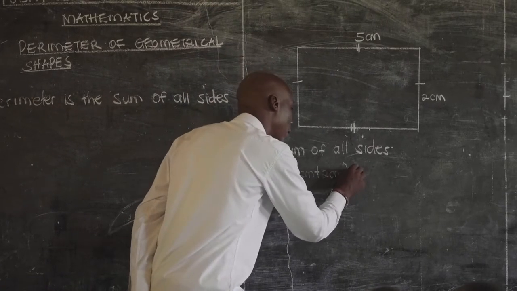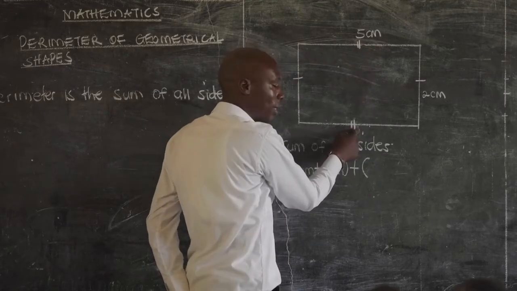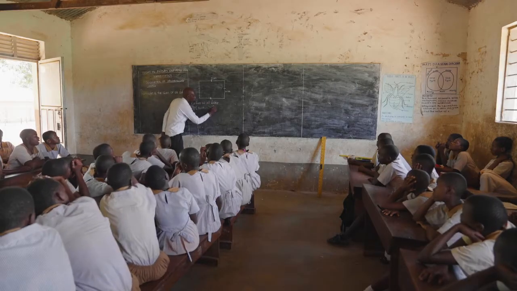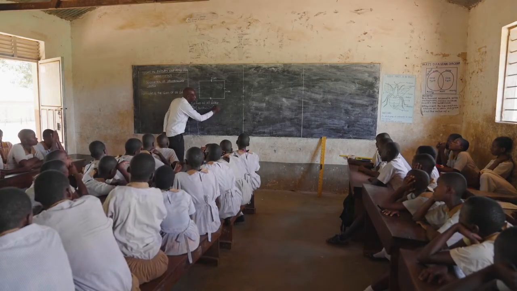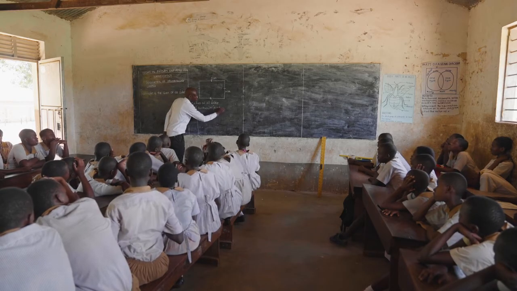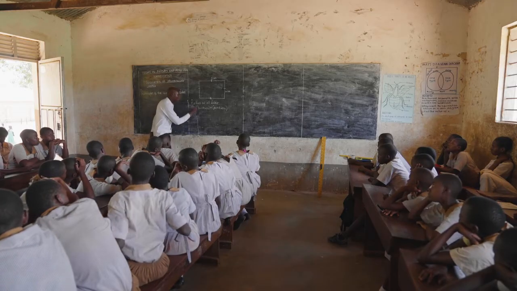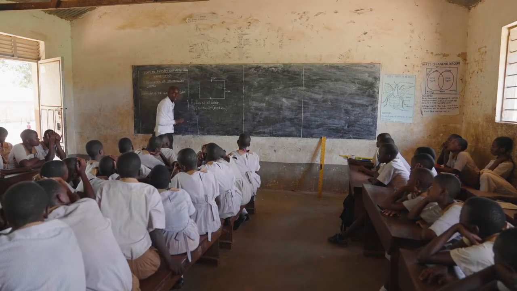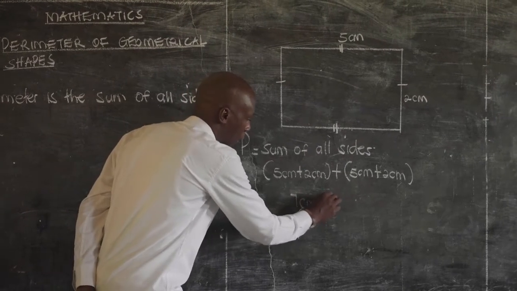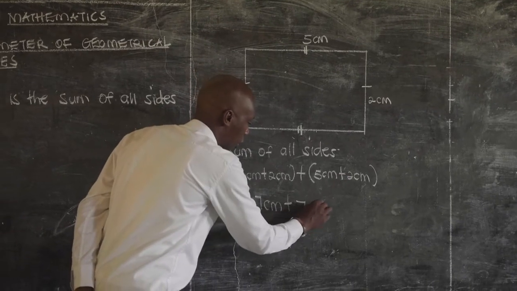Then we shall say plus, open brackets again. You know, this side is the same as this side. So how many centimeters are here? 5 centimeters. 5 centimeters plus, how many centimeters are this way? 2 centimeters. Correct. 5 plus 2. What do we get? 7. 7 centimeters plus, how many? 5 plus 2. 7 centimeters.